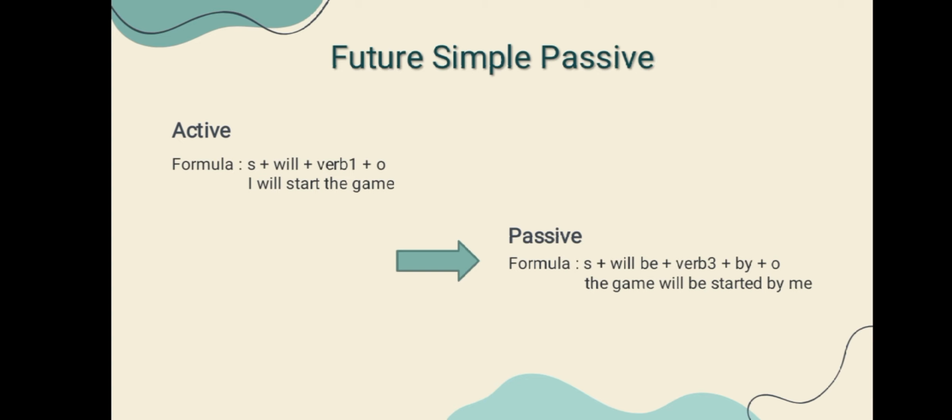Future simple passive. The active pattern is subject plus will plus verb 1 plus object. I will start the game. And then the passive pattern is subject plus will be plus verb 3 plus by plus object. The game will be started by me.